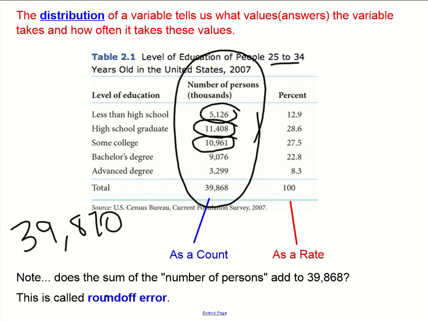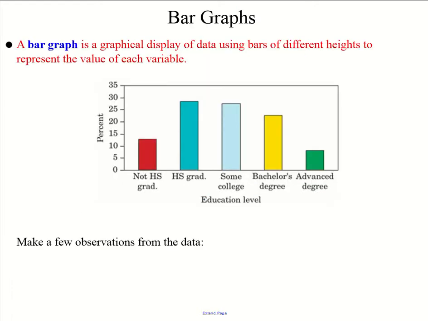And if we look at this next picture, this is dealing with the exact same data that we looked at in that table, but here it is in a bar graph. A bar graph is a graphical display of data using bars of different heights to represent the value of each variable. So rather than just looking at a bunch of numbers, now we can look at bars that show us: not a high school graduate, this bar right here, and advanced degree, those are the smallest categories we're dealing with. And high school graduate, some college, bachelor degrees, these three have a lot more people with those levels of degrees.